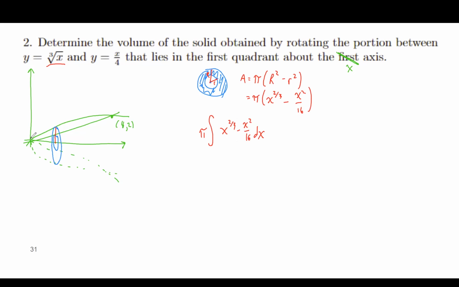And we're going from x equals 0 up to x equals 8, which is where the two equations meet. And now we can just solve this out. When we plug in 0, this will just go to 0. When we plug in 8, we end up with 128 over 15 pi. And that is going to be the volume of our rotated solid.